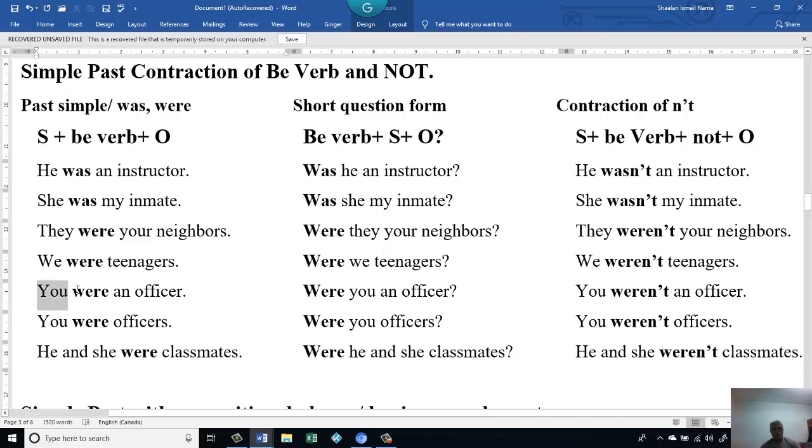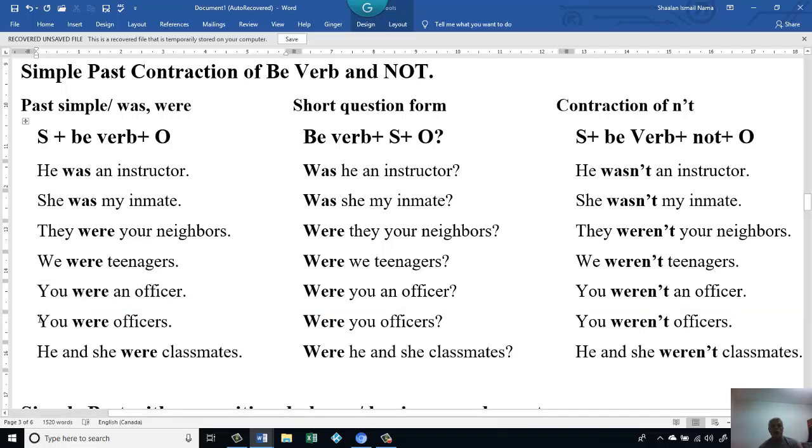We have two kinds. If you remember, we said it. If I talk to only one person, you could say, you were an officer. Then if we make it a short answer question, you say, were you an officer? You could say yes, you were, or no, you were not. Then to make it short, the contraction of the not, we say, you weren't an officer. This is because I'm talking to one person only.